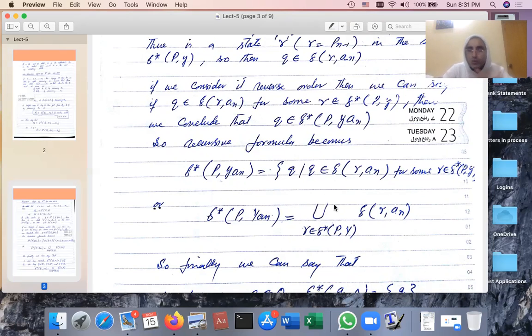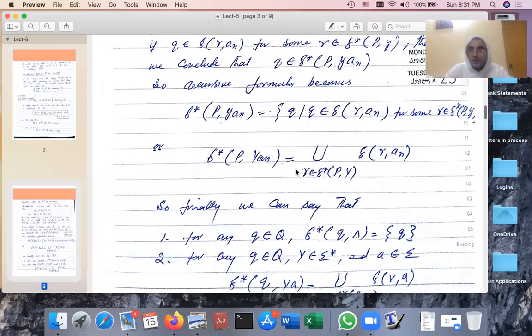So the big union is over r belonging to the multiple transitions from my initial state p, after processing this string y, which is a1, a2, up to an minus 1. After applying these multiple transitions and taking unions of those transitions, I will have the r, which I can apply here, and then after applying an, a single transition only, I get the set on the left hand side, which should be equal to the right hand side, reaching state q. So this equation is also okay.